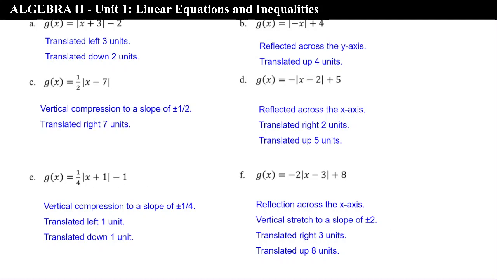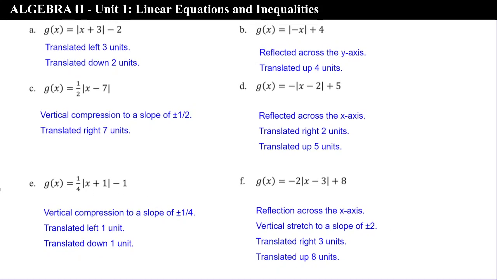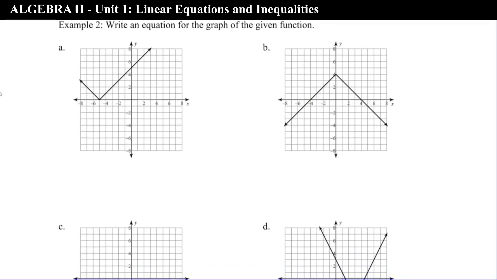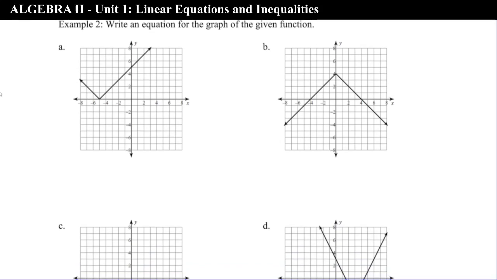So those are just some examples of what we get when we translate or transform an absolute value function. These are different types of transformations that occur for each of these. Okay, well, now we've done it with equations, let's look at graphs. We're going to do a similar thing here. We are going to determine what the translations or reflections or compressions and stretches, what all happens to these graphs by looking at them, and then we'll write an equation for that graph.